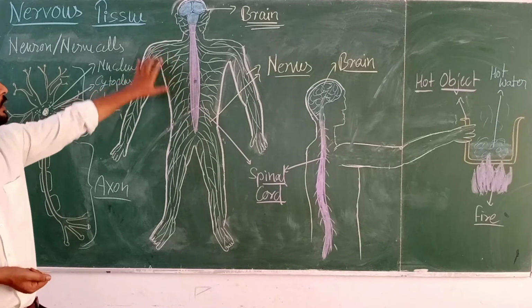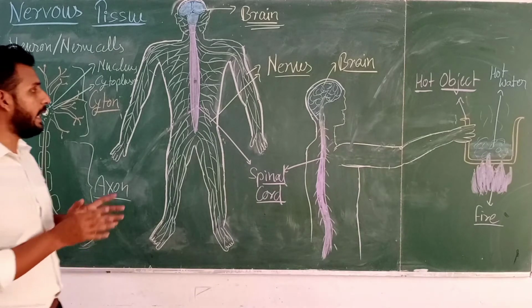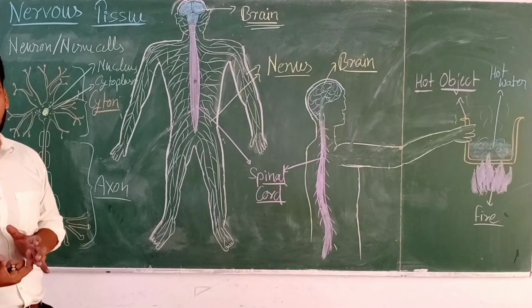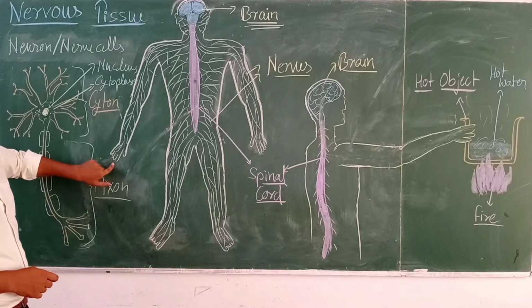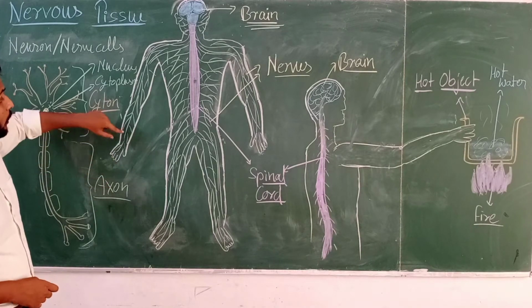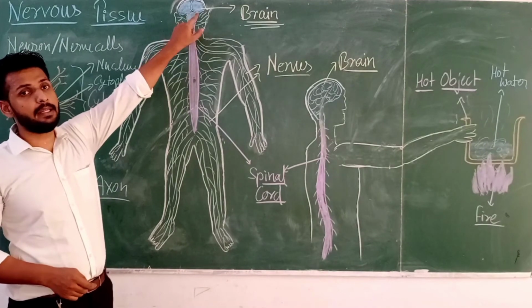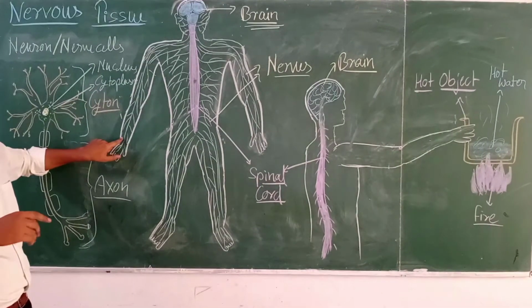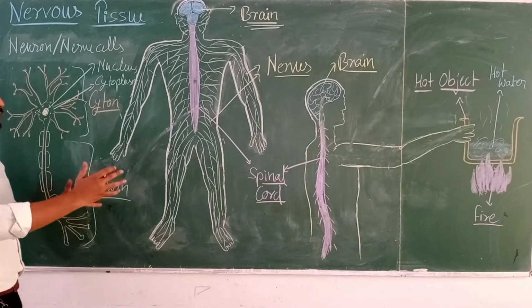Got it? So these are the nerves which are interconnected and spread all over the body and help us in conduction of stimuli. So if we touch an object with the hand, the nerves carry the signal to the brain, right? And the brain again gives the signal that the object is hot and to just remove your hand. Got it? This we will study here.